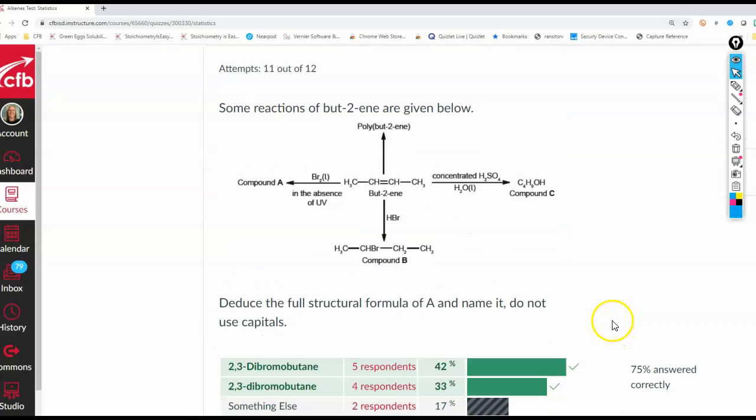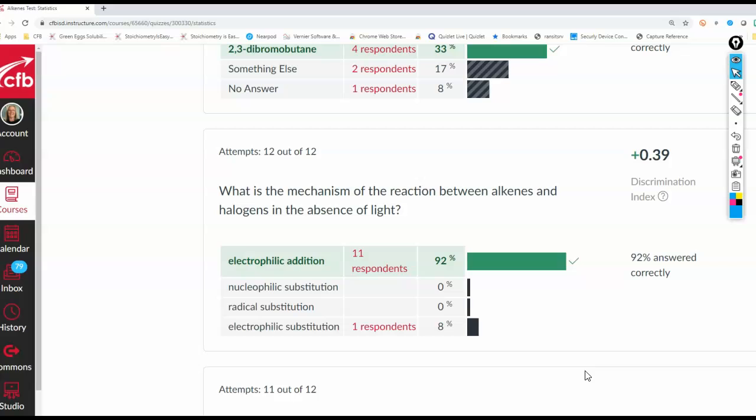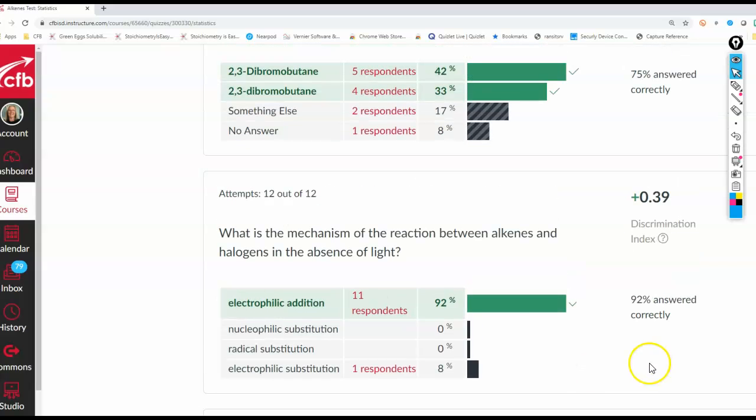Some reactions of butene are given below. Deduce the full structural formula of A and name it, but do not use capitals. So you are adding Br2 to compound A, so you should have come out with 2,3-dibromobutane. And most of us did that correctly. I will, of course, be checking everybody's answers, so no worries there if you think you got something right that should be counted.